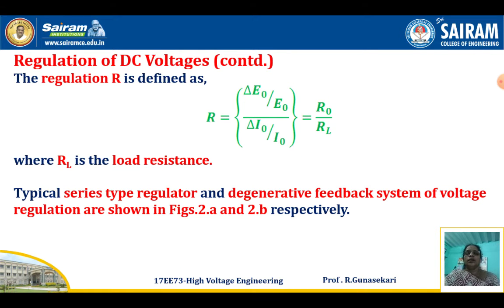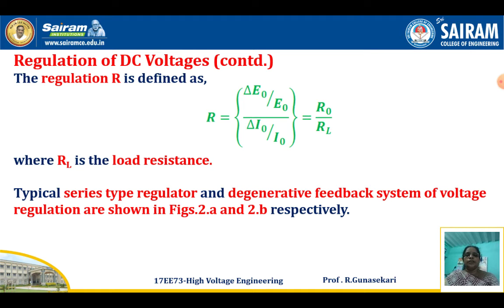The regulation R is defined, normally resistance is V by I, but for regulation, del E0 divided by E0 is the numerator and del I0 divided by I0 is the denominator. Finally R equals R0 divided by RL, where RL is the load resistance and R0 is the internal effective resistance.